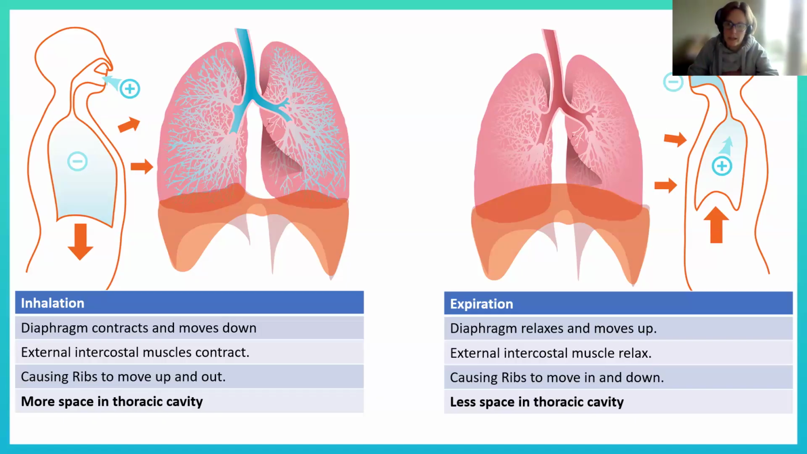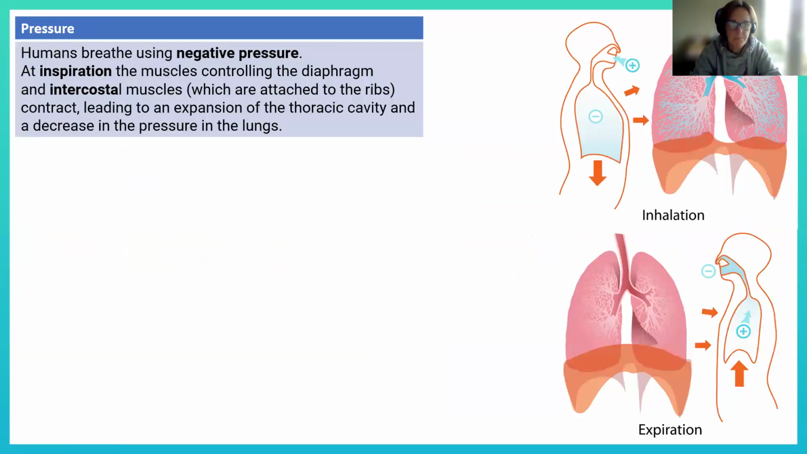And then when you breathe out, that diaphragm goes back up. So it's flat because you've breathed in. It goes back up and the rib cage comes in. And what that does is it decreases the volume and forces the air back out. So diaphragm relaxes, moves up. The external intercostal muscles relax, causing the ribs to move down, less volume in the thoracic cavity, the area where your lungs are. So that forces the air out. So we're breathing using negative pressure.